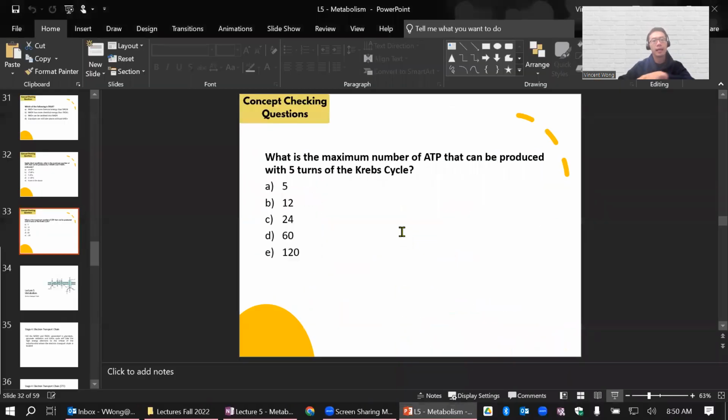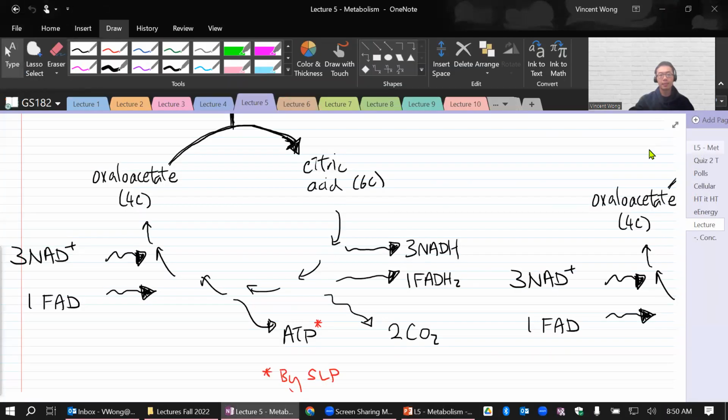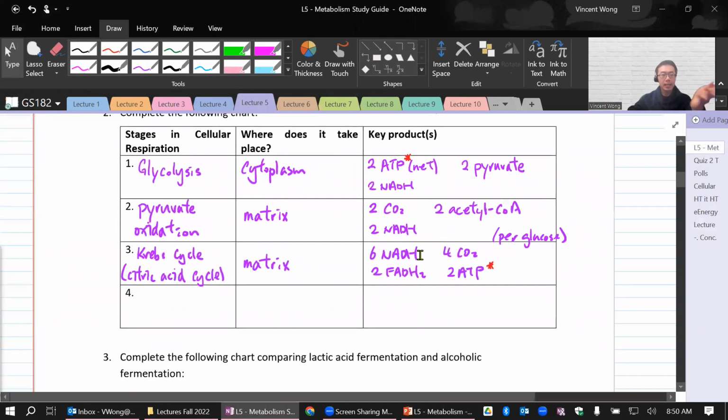Okay. That's where we left off from last time. So today we will talk about the electron transport chain. Okay, the ETC, which happens in the cristae. That's the folding of the inner mitochondrial membrane. And then the key products would be 6 water. And we are going to get 32 ATPs.